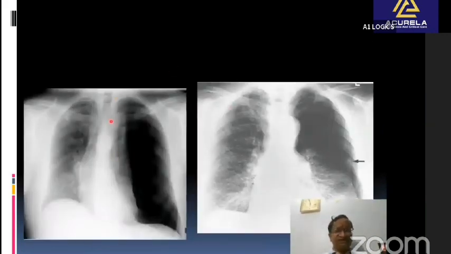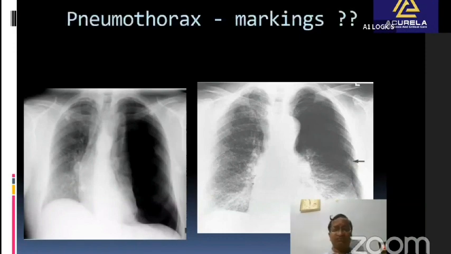Now you can see here the trachea is deviated, the mediastinum is completely pushed, and there is no normal vasculature here, it is complete, no shadows. This is what is called a pneumothorax. Here also we can see a small pneumothorax. There are no bronchovascular markings. This is very important whenever you see a hyperlucent shadow with push of the mediastinum.